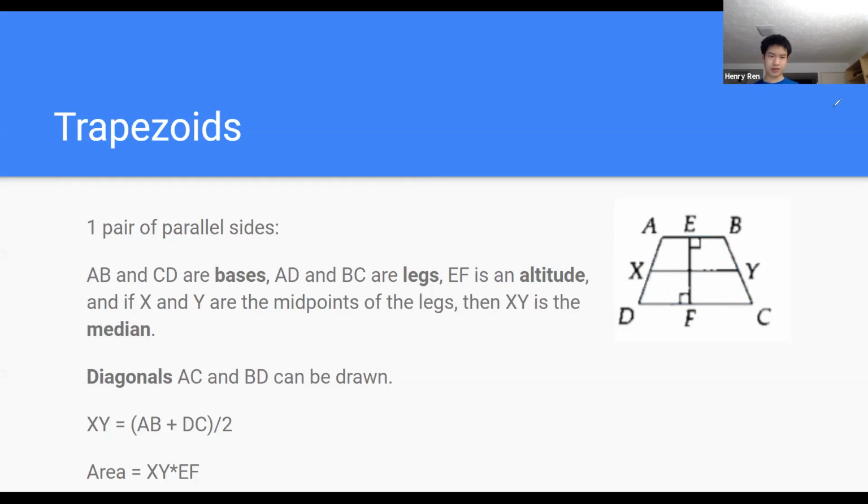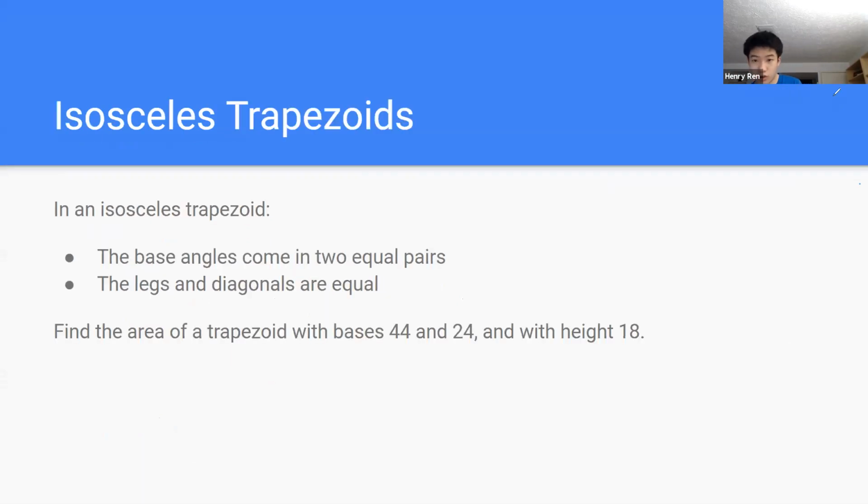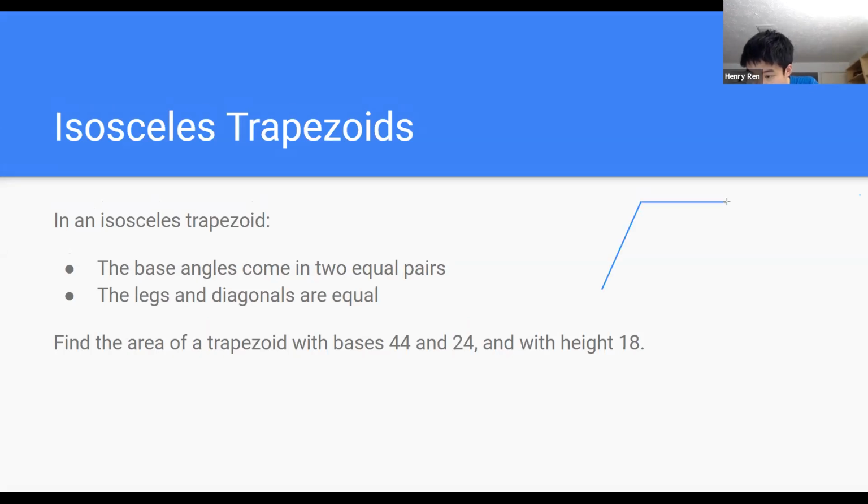I think the next slide is still, yeah, isosceles trapezoids. An isosceles trapezoid is just when the legs are equal or the diagonals are equal or the base angles come in 2 pairs. Let's draw an isosceles trapezoid. All right, so in an isosceles trapezoid, 3 things are true. The legs are equal to each other.